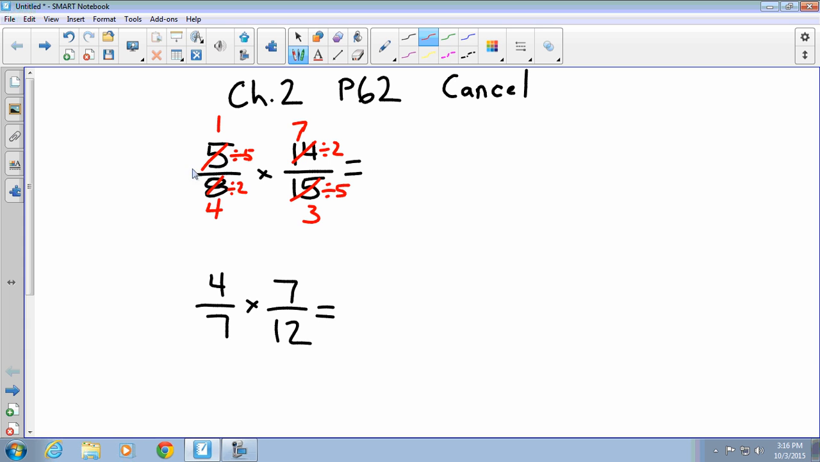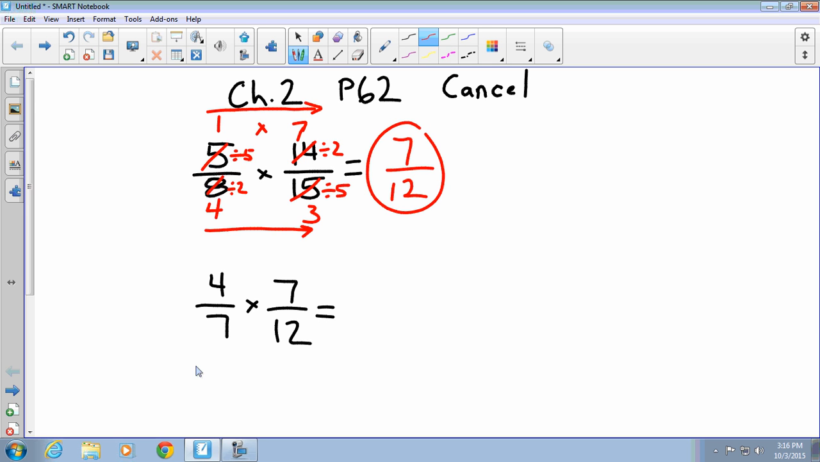Now we're left with a much simpler problem, and we still do the same thing that we do when we're multiplying fractions. Now we simply times the tops. That is 1 times 7, we get 7, and we times the bottoms, and that is 4 times 3, and we get 12. So the fraction is 7 over 12, and that is going to be our fraction in simplest terms.